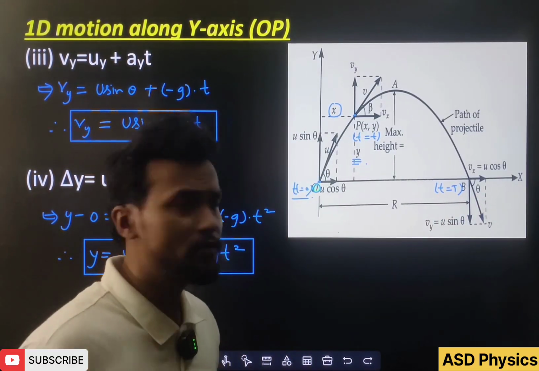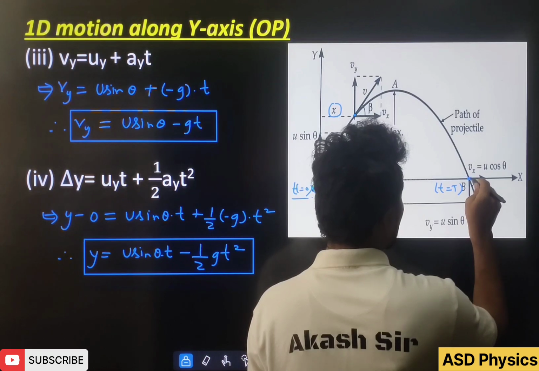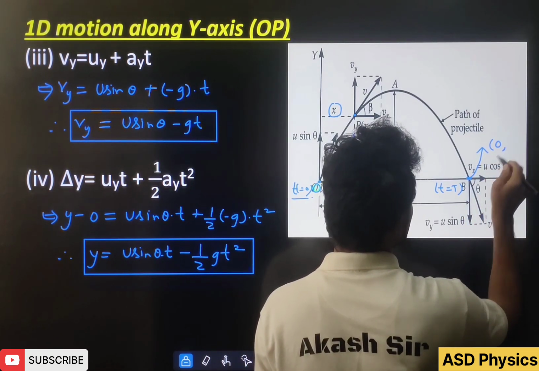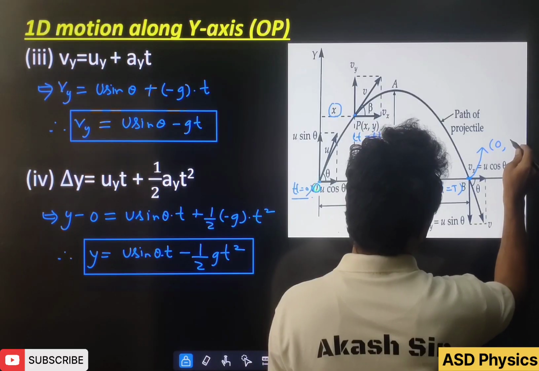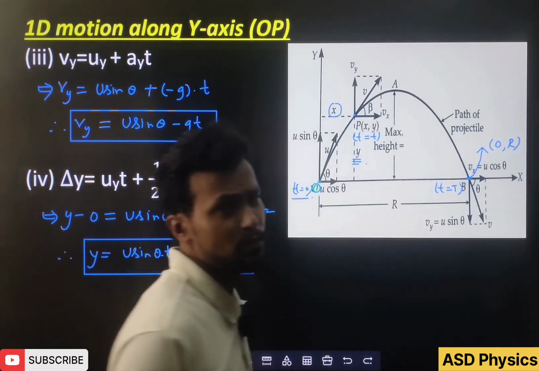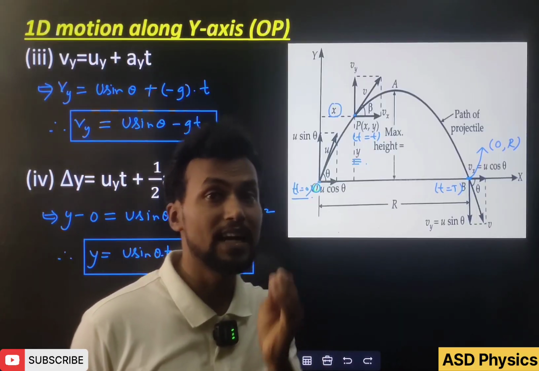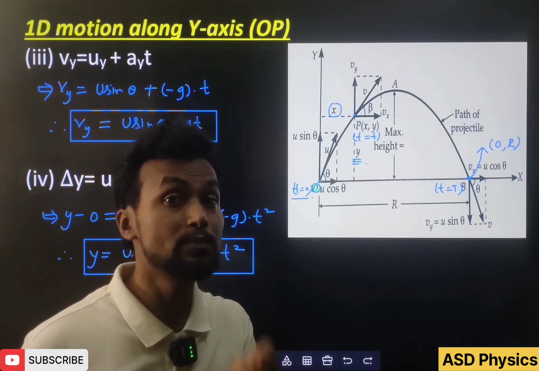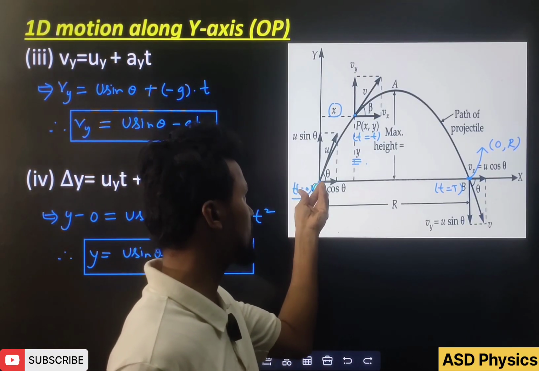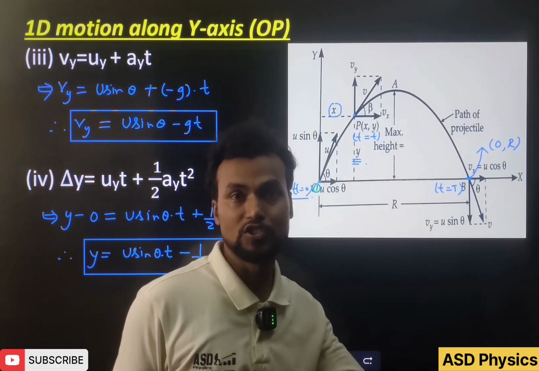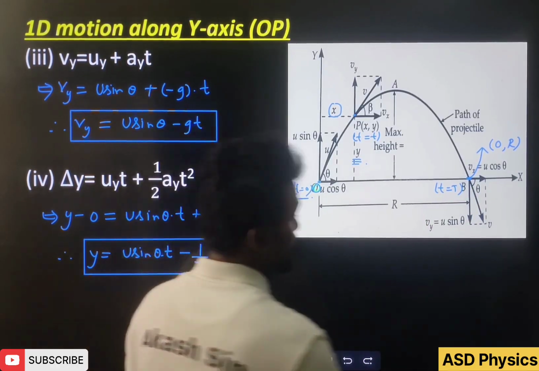Capital T. Now if I ask you what are the coordinates of the point B, you can write here: ground means 0, and this will be r, so 0 comma r. That means I can say very well that after the time of flight, the y coordinate again becomes 0. Why? Because starting from the ground, here 0 comma 0, again coming to the ground, that means again the y coordinate is 0. So this basic idea we will use here.